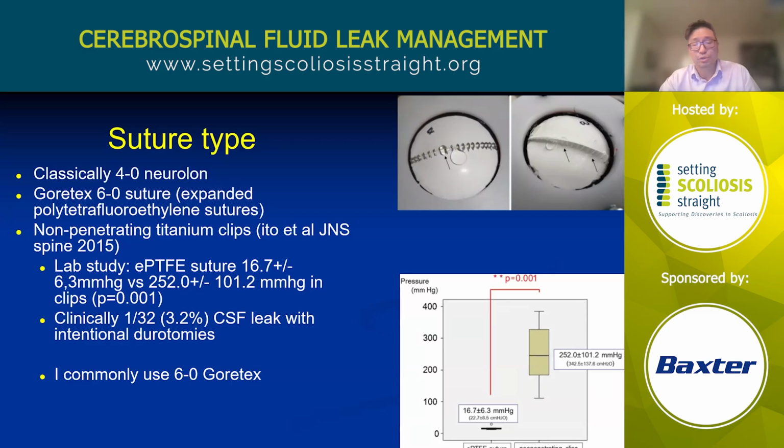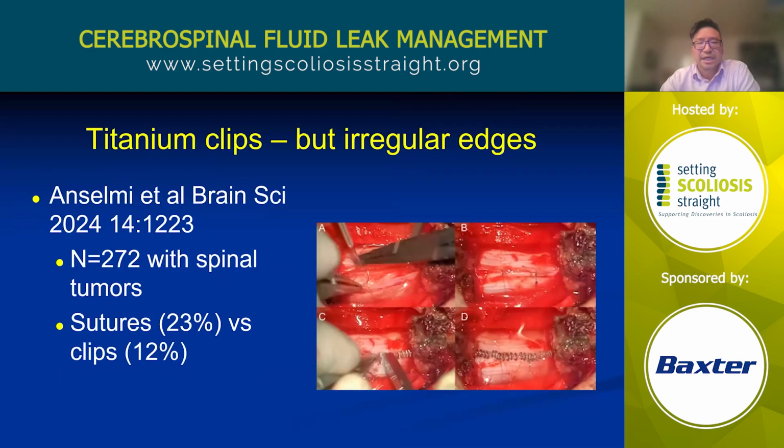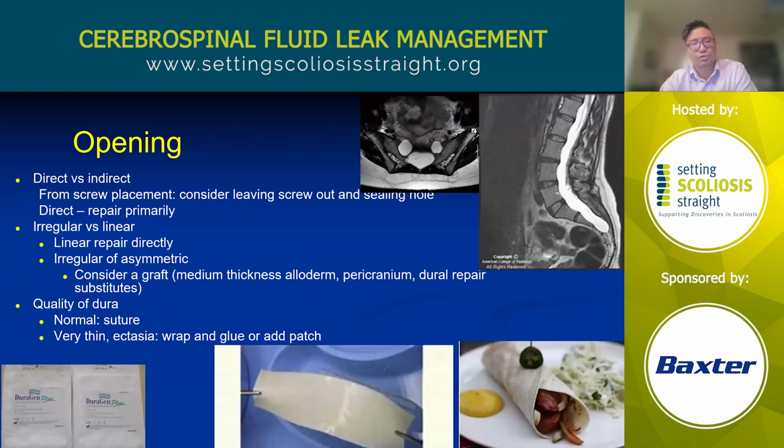But there's some data that it actually works pretty well and is pretty strong compared to sutures even. This is a small series of tumor patients. They actually had fewer leaks using clips than suture. But again, that's a very controlled linear opening. And as Mike said, the etiology is a little different, incidental durotomy versus access opening. So the opening kind of matters a little bit.